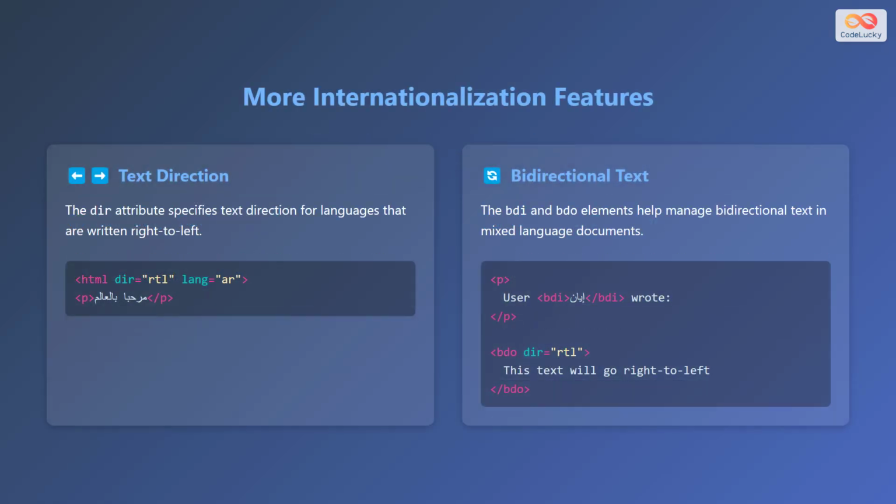Here are a couple more essential internationalization features. The dir attribute allows you to specify the text direction. This is especially important for languages that are written from right to left, such as Arabic. The BDI and BDO elements are used to manage bidirectional text. This helps to ensure that text containing both left to right and right to left scripts are displayed correctly.